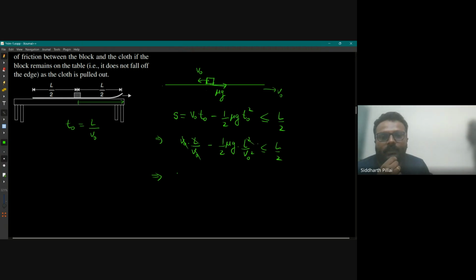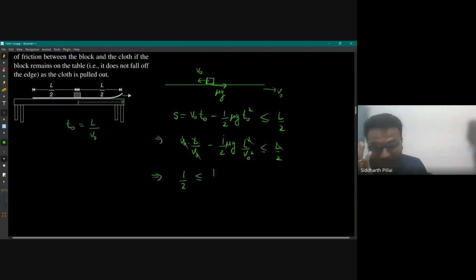and also I can cancel. I'll get 1 by 2 should be less than equal to, this distance should be, distance should be greater than L by 2. That is the problem, right?